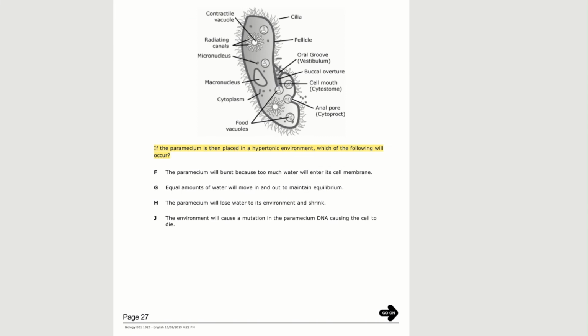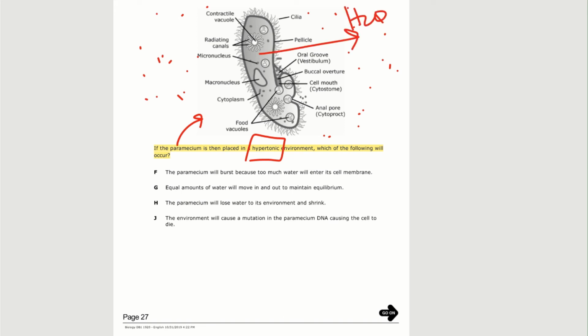If the paramecium, which is probably that up there, is then placed in hypertonic environment, which of the following will occur? So if it's hypertonic, that means it has a lot of tonic. And what's going to happen? Well, water loves to party, right? H2O will probably go out. I don't even have to look at what it said. It says the paramecium will burst because too much water will enter the cell.